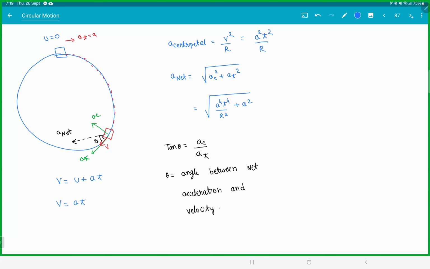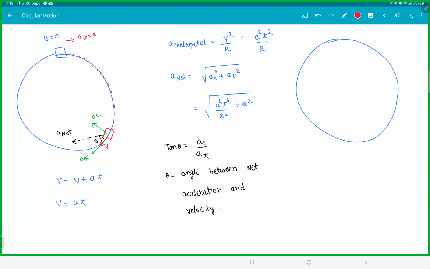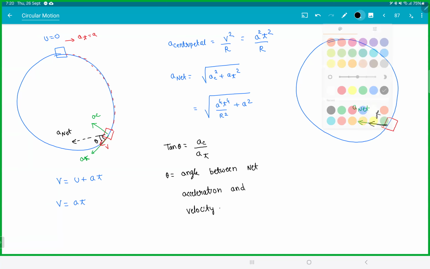What else do I need? Now tell me one thing. If this was your net acceleration, who is providing this acceleration? You can't get acceleration from nowhere, right? I told you this. You are going in a circle because there is a force. You won't get a force because you're going in a circle. So when you're here, the net acceleration is something like this. The only force which can provide the acceleration is friction. So friction is the one providing both a tangential and a centripetal. It is playing the role of both.